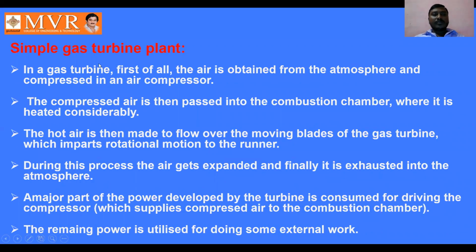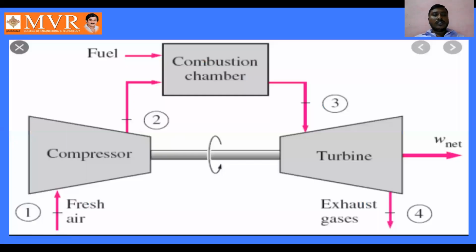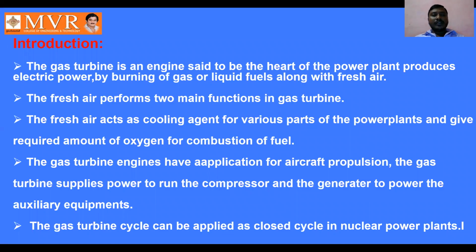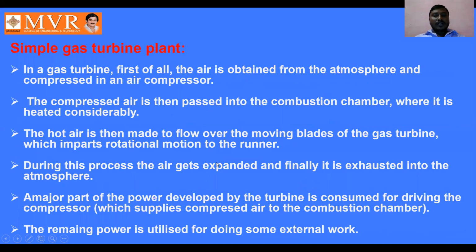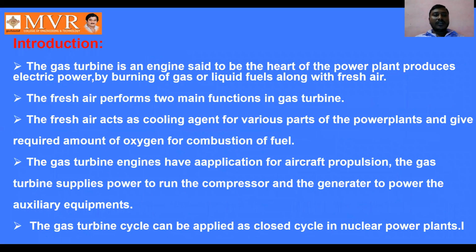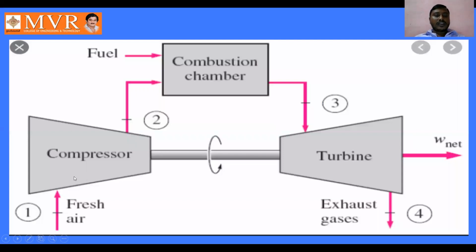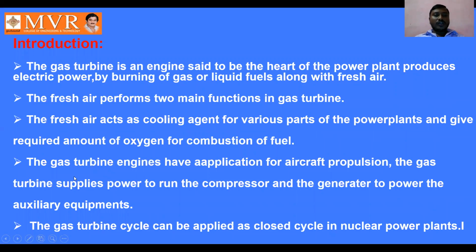And coming to the simple gas turbine plant. The simple gas turbine plant works on compressor, combustion, and turbine. See here, the gas turbine is an engine said to be the heart of the power plant, producing electric power. This is about the simple gas turbine. In a gas turbine, first of all, the air is obtained from the atmosphere and compressed in an air compressor. We can observe in the diagram that the fresh air enters into the compressor, and it is going to be compressed there.